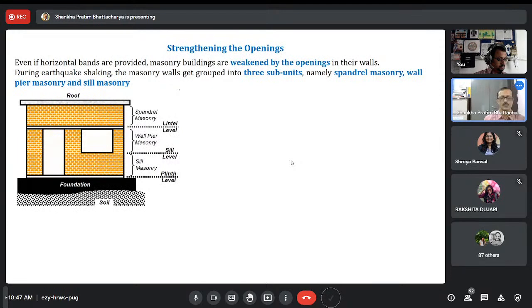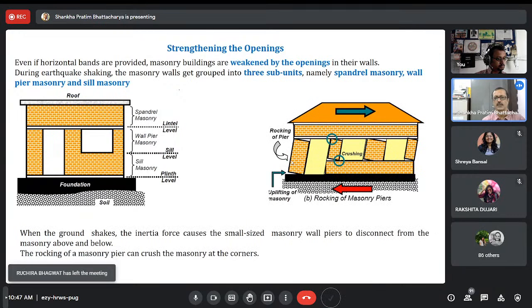So these three, you see, will behave differently because they are punctured and bifurcated or divided. They will act in a different manner. And finally, in time of earthquake, it is going to crush, it is going to fall like this. Because now the wall pier has to be connected properly with the sill masonry. Again, the wall pier should be well connected with the spandrel, because if the wall pier is damaged, the spandrel may fall. So this kind of dynamic action is going to be created.